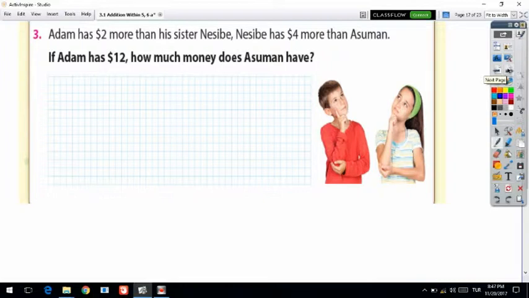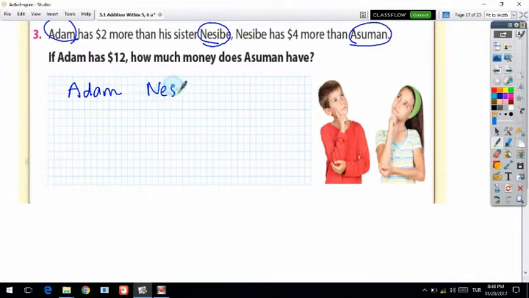So this is the third one. Adam has $2 more than his sister Nesibe. Nesibe has $4 more than Asuman. If I read it first, I don't understand anything. I just focus on the names. There is Adam, there is Nesibe, then there is Asuman. First, let's write the names here. Adam, Nesibe, and Asuman.